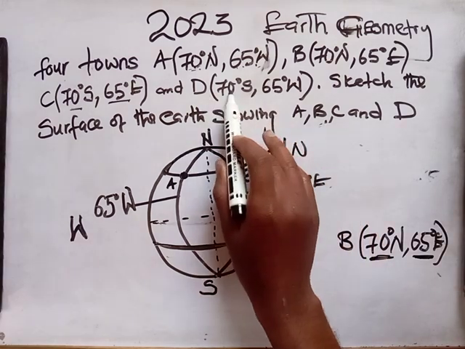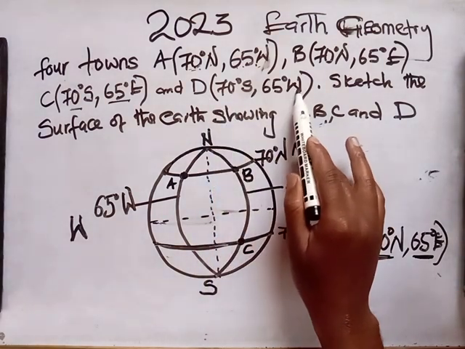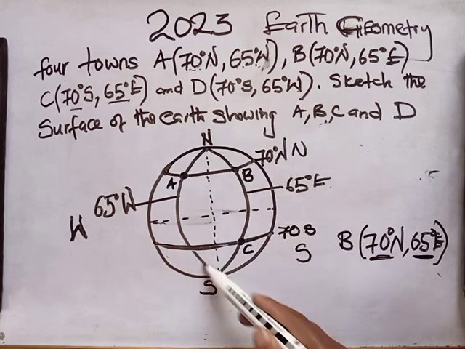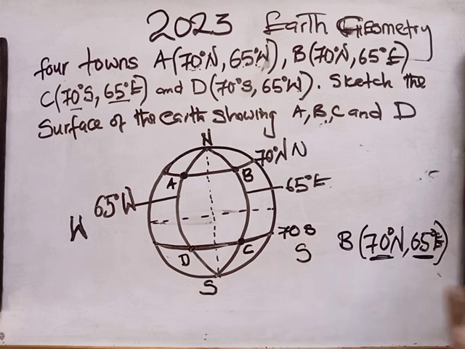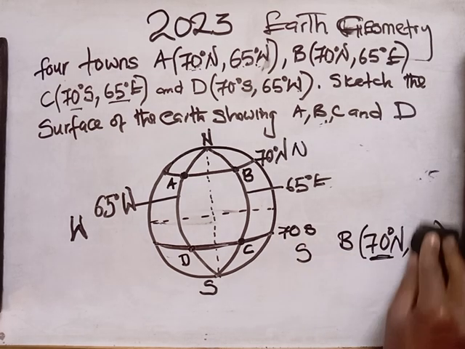D is on 70 degrees south and 65 degrees west. So 65 degrees west is this one, so D is here. And you are done with your sketch. Then there are some questions that follow.